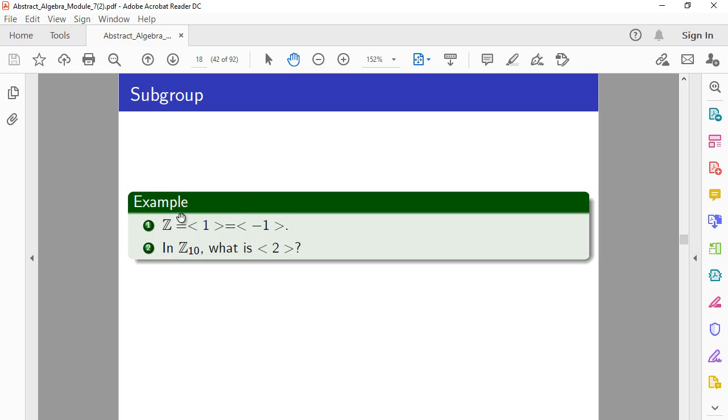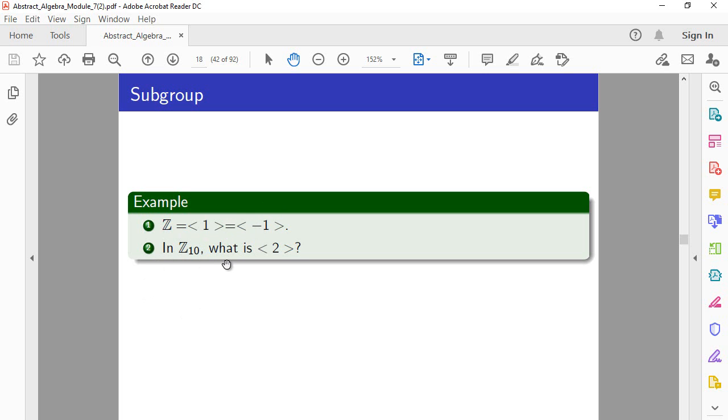So Z has, in fact, two generators, 1 and negative 1. So Z is a cyclic group under addition. And these are the only generators. If you think about it, you'll see that there are no other generators in Z.